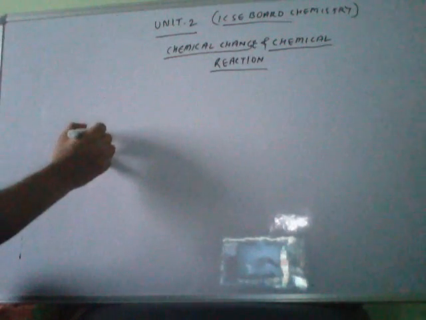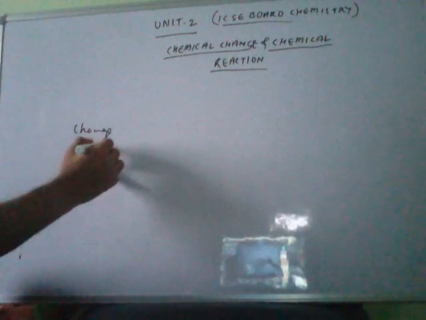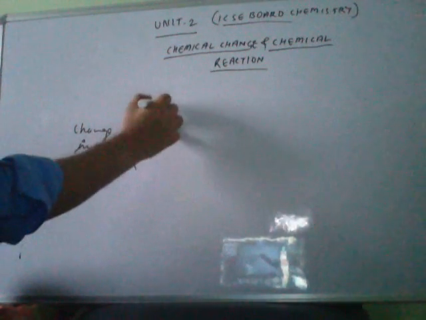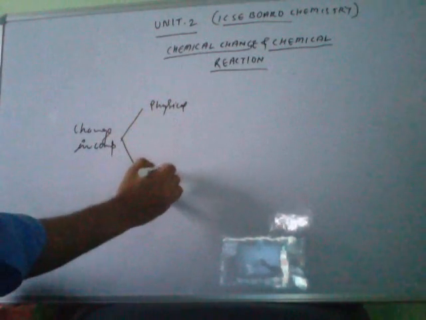Now we have to understand what we mean by chemical change, and what we mean by chemical reaction. When you talk about change in compounds, there are two types of change. The first is physical change, and the next one is chemical change.